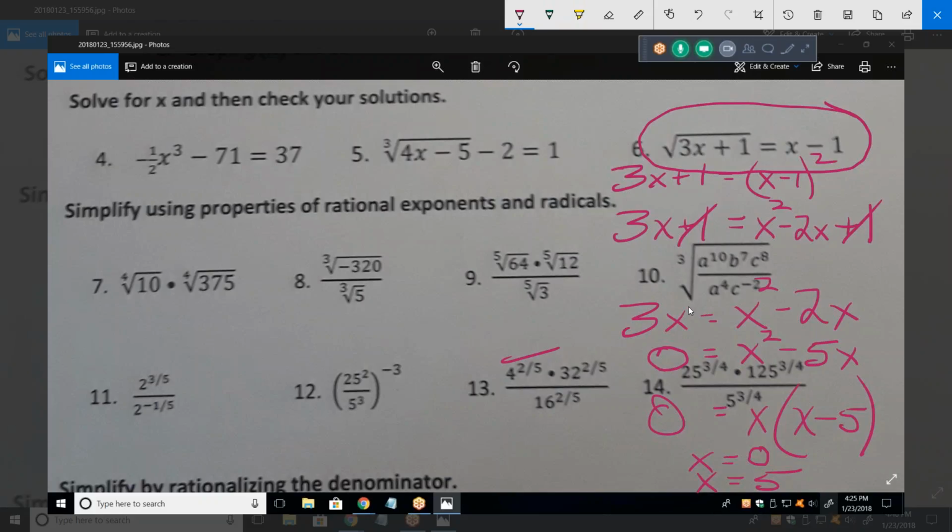So take 0 and plug it in. Does that work? No, it doesn't. The square root of 1 is not equal to -1. So that one we're going to cross off. That's extraneous. As long as we're doing it, let's try 5. Does 5 work?